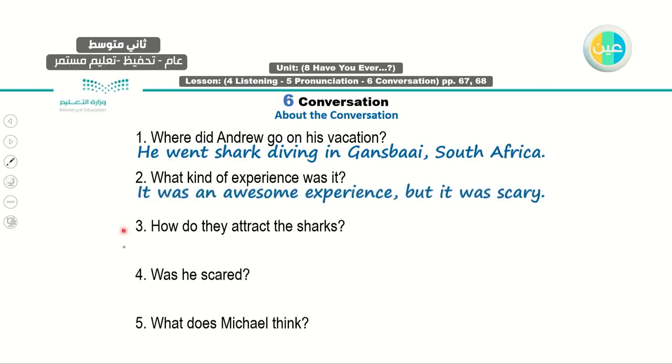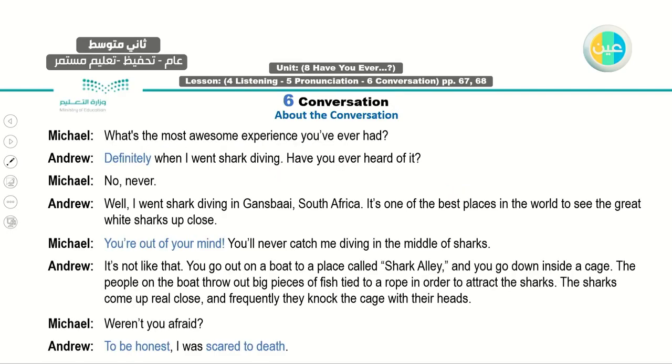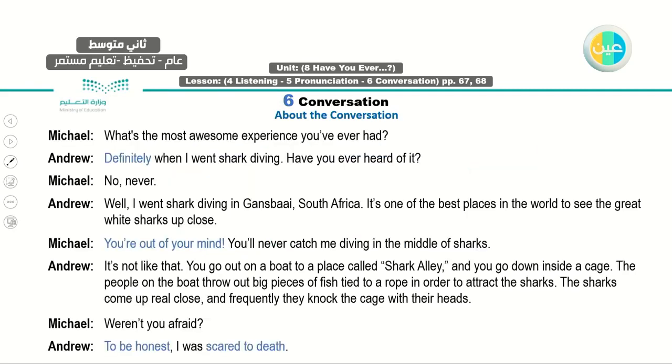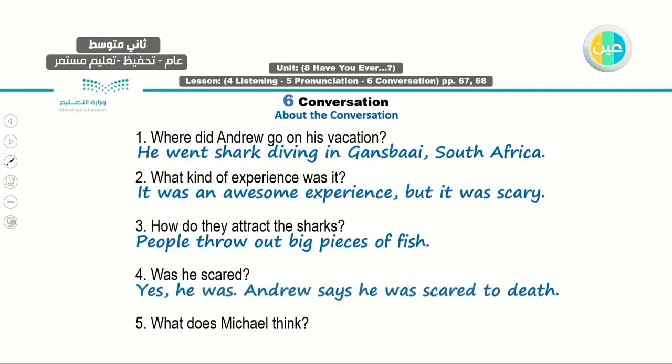Okay. And number 3, how do they attract the sharks? So talk about the method that they do to attract the sharks. So you see in this part, people on the boat throw big pieces of fish tied to a rope in order to attract sharks. So this is the answer to this one. So people throw out big pieces of fish. And number 4, was he scared? So we're talking about Andrew. Was he scared? And you see this part, scared to death. So we can say, yes, he was. Andrew says he was scared to death.